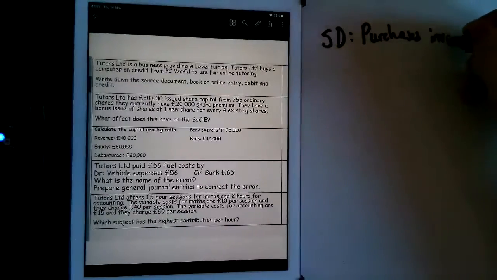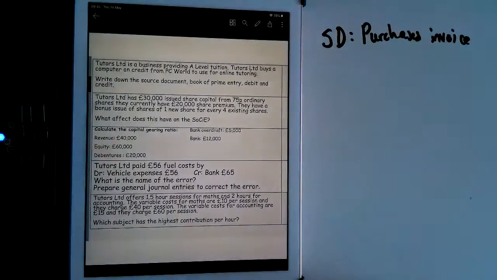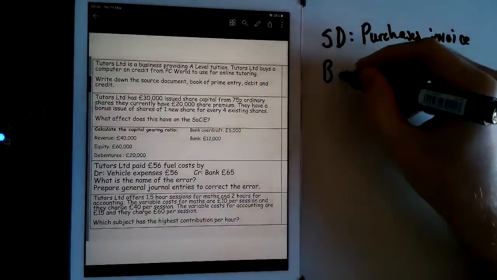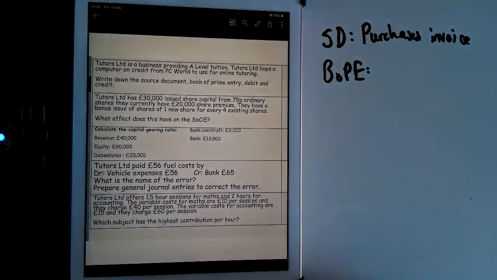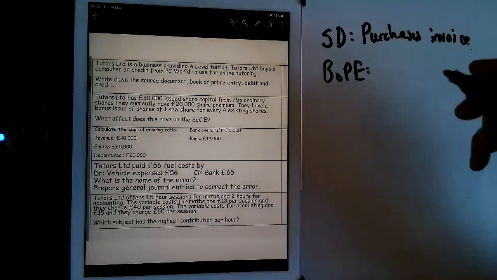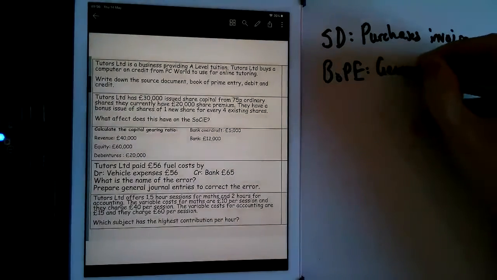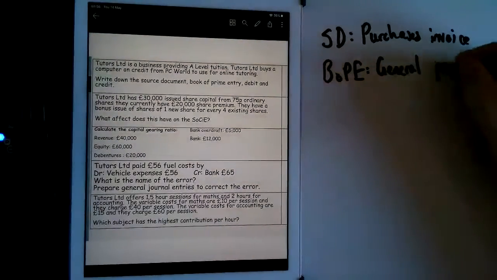invoice, the book of prime entry. Well, it's not the purchaser's journal because that's only for purchase of goods, and he's not going to resell this computer. It's for his own use, for business use. So therefore, it's a general journal because he's purchasing non-current asset.